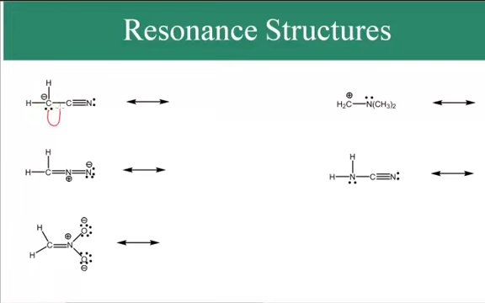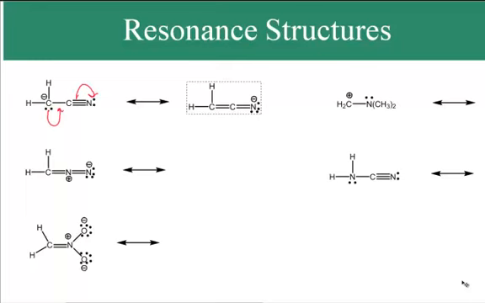If I move a pair of electrons in here, this carbon right here is going to have 10 electrons in its valence shell. And you know that carbon can only have 8 electrons in its valence shell. So what I need to do is take 1 pair of electrons and move it out and put it on this nitrogen. And this is what my new resonance structure will look like.